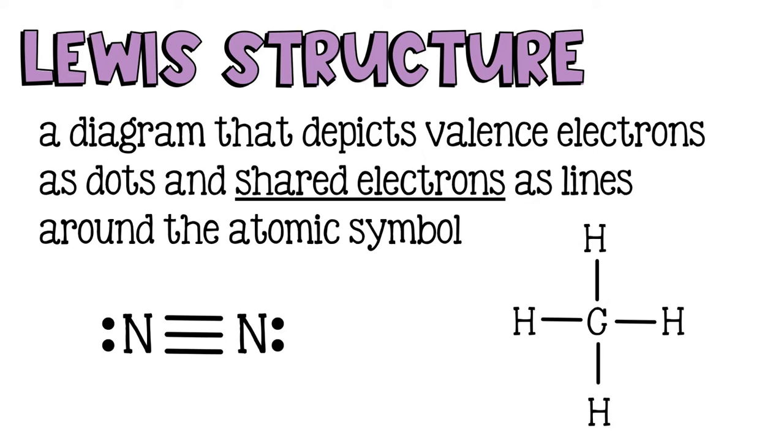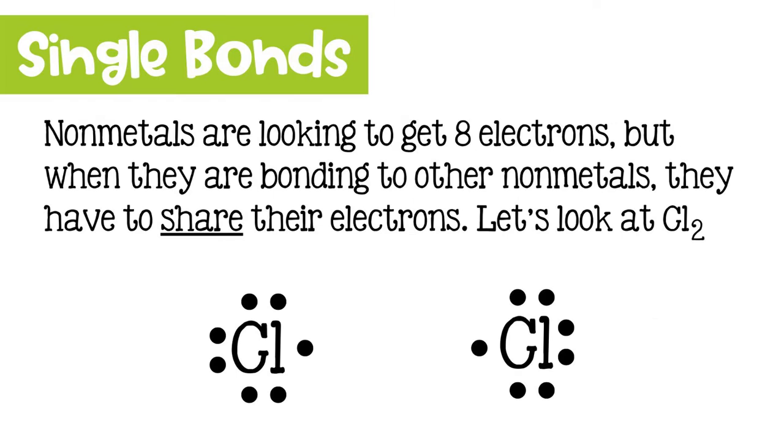Looking at the other structure, you see there's a carbon in the middle and it has four lines leading out of it. Each line leads to a different hydrogen. So that means carbon has four pairs of shared electrons. Each pair is shared with a different hydrogen.